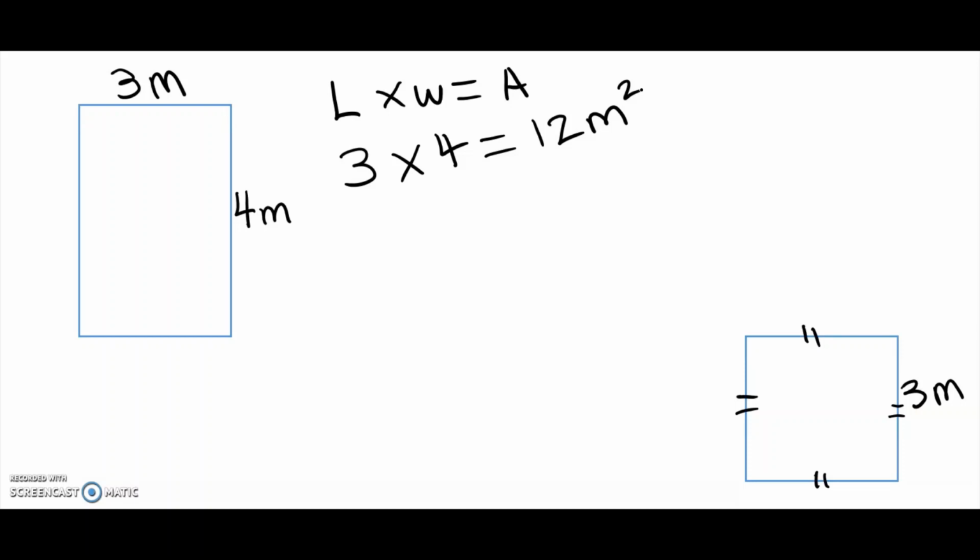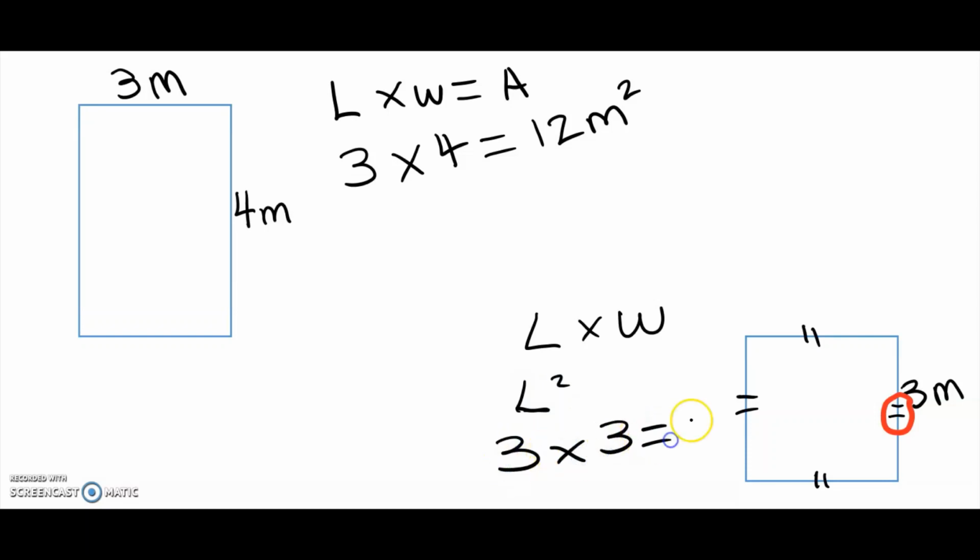And then we have a look at the bottom right here. We also have a square. And the reason I know it is a square is because of these lines all around it. So these lines here tell me that each side is equal to 3 meters. So if I have a 3 meter square, there's 2 ways I can work it out. We can either do length times width, or we can just do length squared. Both end up being the same thing. It'll be 3 times 3, which is equal to 9 meters squared.